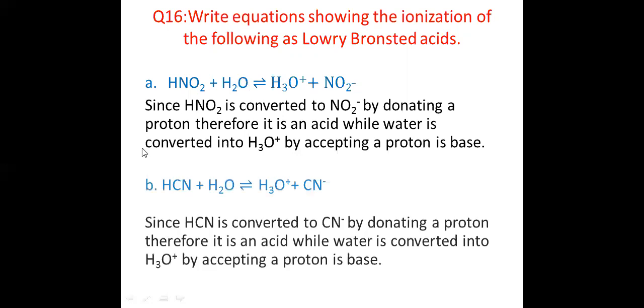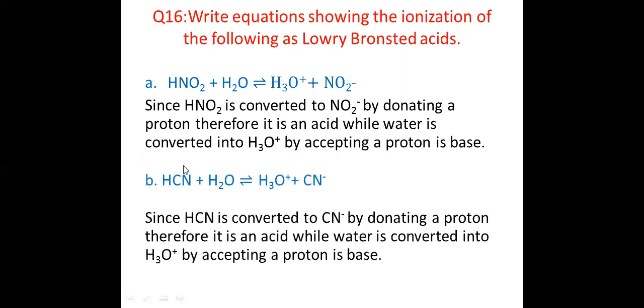In the second example, hydrogen cyanide with water. Hydrogen cyanide is donating a proton. So hydrogen cyanide is a Lowry Bronsted acid and water accepts that proton to form hydronium ion. So it is a Lowry Bronsted base.